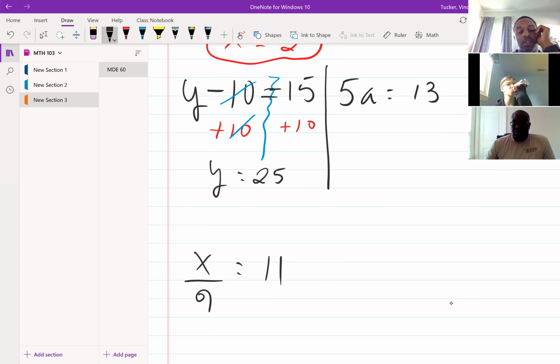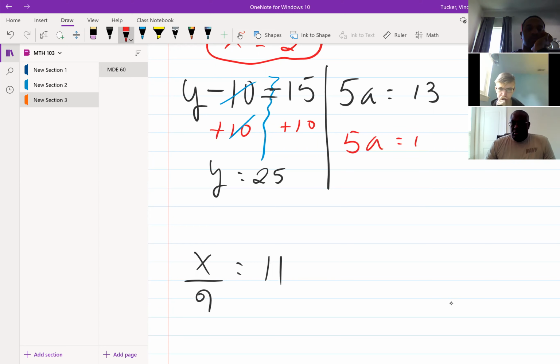And you can always check your solution to see if it's correct by taking it and plugging it back into your original equation. 25 minus 10 is 15. Next one, 5a equal to 13. 5a is multiplication. That's 5 times a. So if you have 5 times a, then what you want to do is divide by 5 in order to get that off of a.